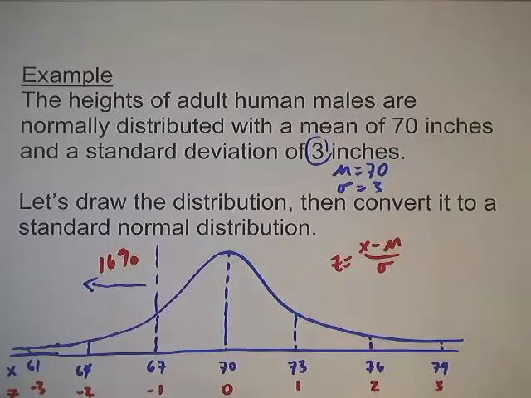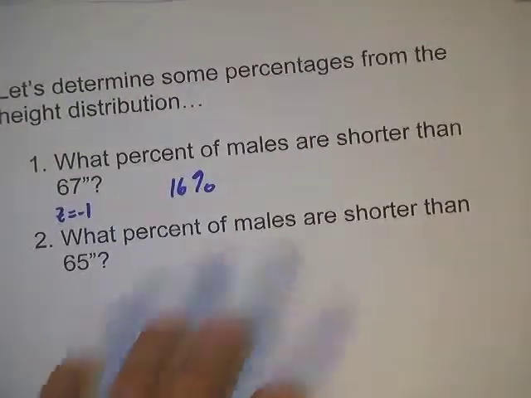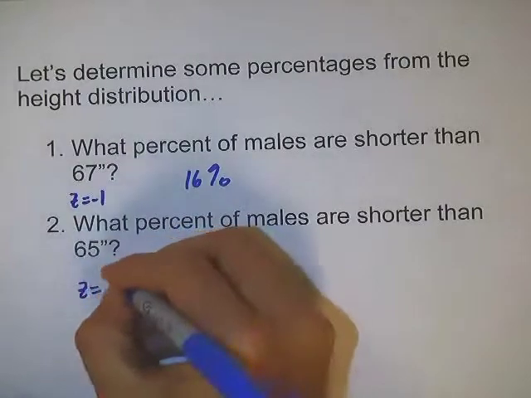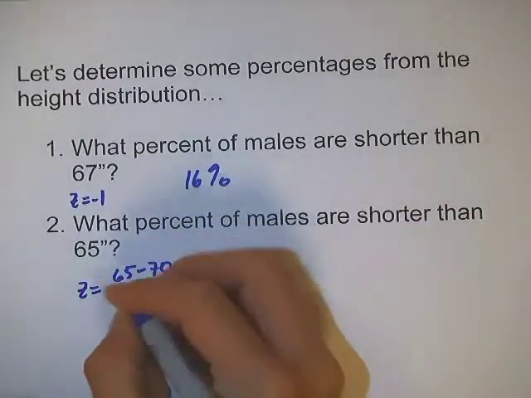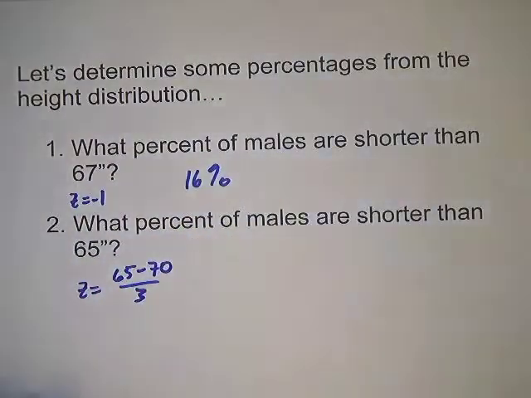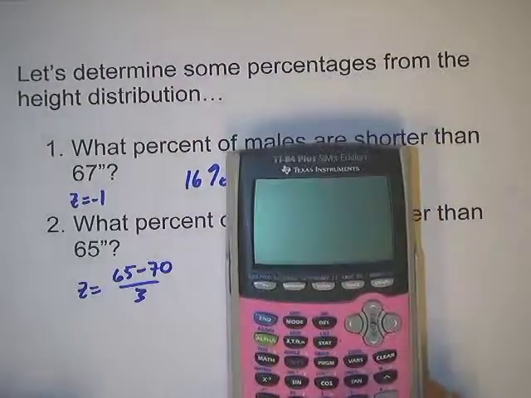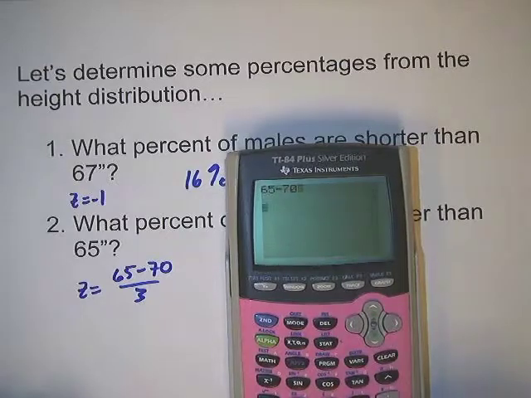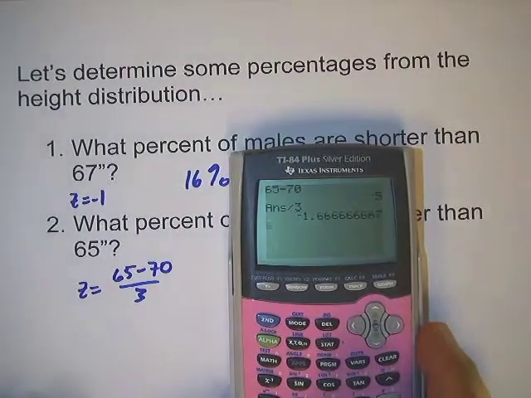So what we're going to do instead is start by calculating a z-score for 65. It would be 65 minus 70 divided by 3, and going into the calculator, negative 5 divided by 3 is negative 1.667.